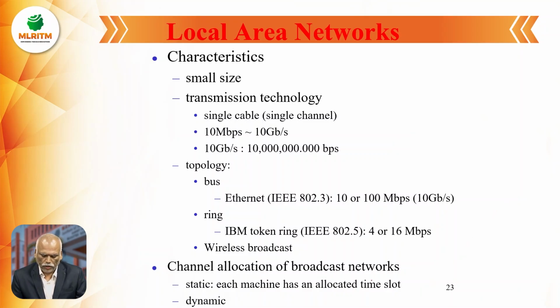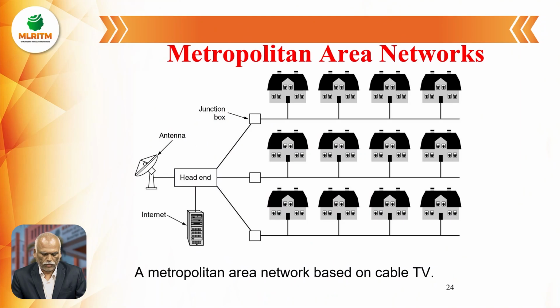The channel allocation of a broadcast network is static and dynamic. In static, each machine is allocated a time slot. Dynamic allocation allocates a channel to the communication dynamically.